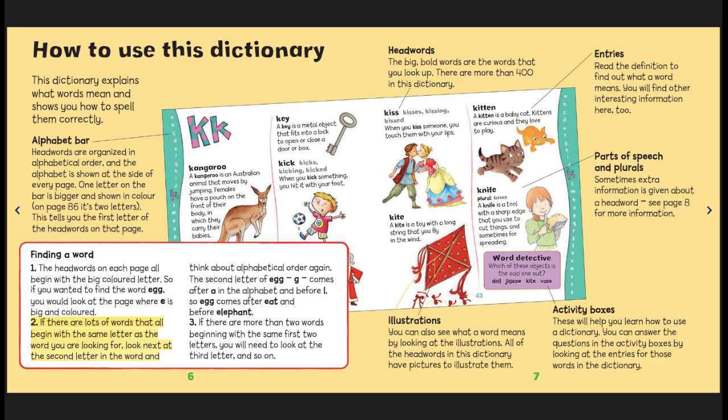2. If there are lots of words that all begin with the same letter as the word you are looking for, look next at the second letter in the word and think about alphabetical order again. The second letter of egg, G, comes after A in the alphabet and before L. So, egg comes after eat and before elephant.